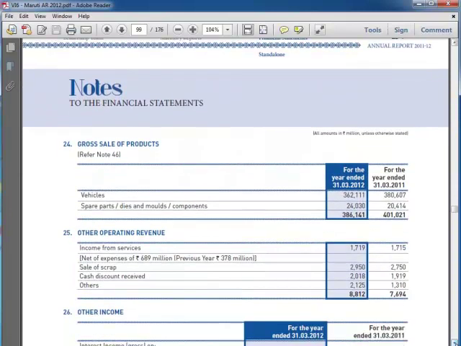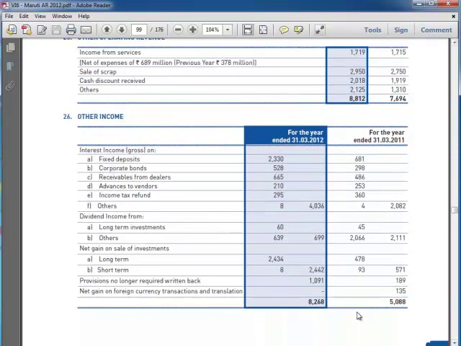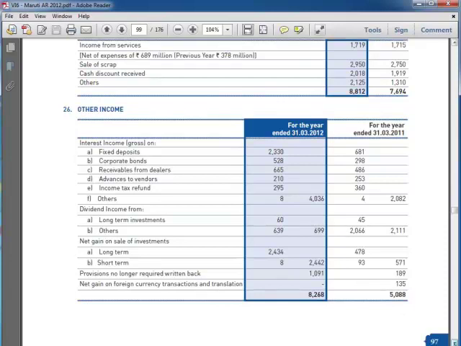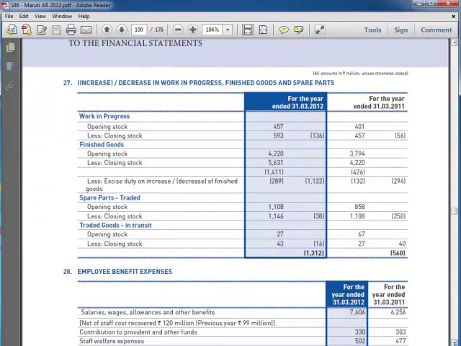We have gross sale of products. So this breaks up what they sold, the vehicles, and the second one was spare parts, dies and molds, and components. There's some breakup of other operating revenue. Remember on the income statement we had other operating revenue. So this breaks that up. And then we have the breakdown of other income, which we said was quite significant, and we can see where all of this comes from here. Point 27 will be increase and decrease in work in progress, finished goods, and spare parts. And this is about their work in progress and their stock.